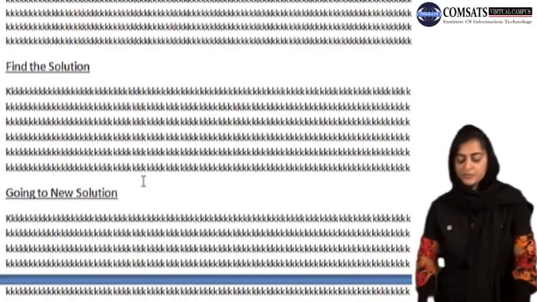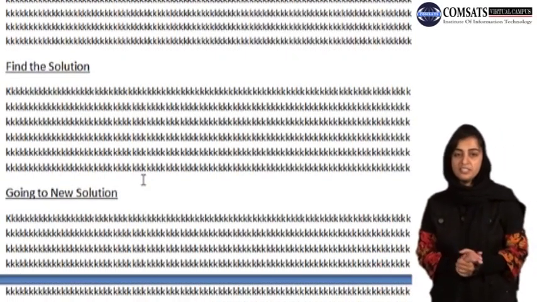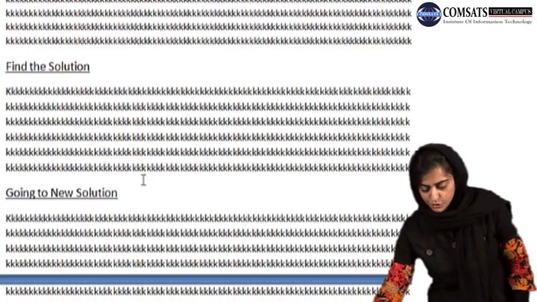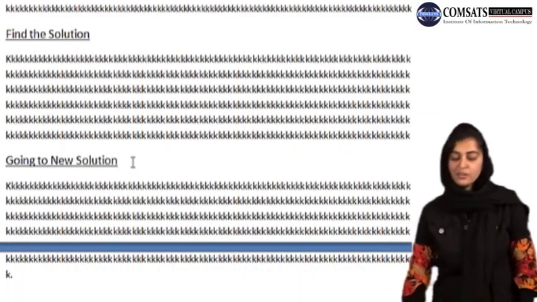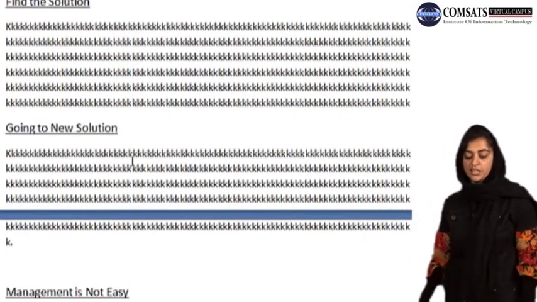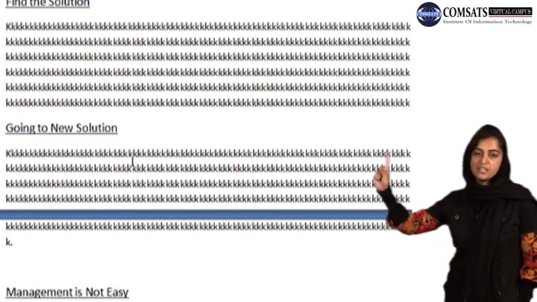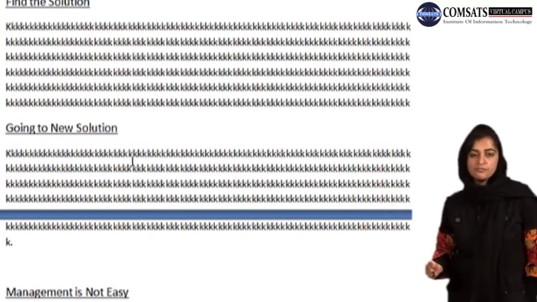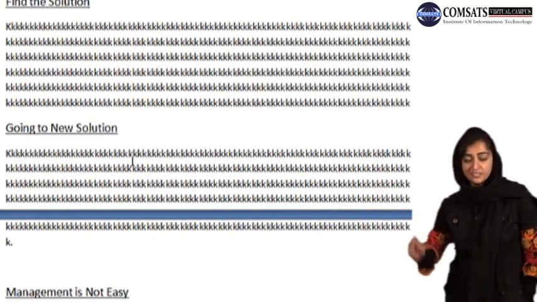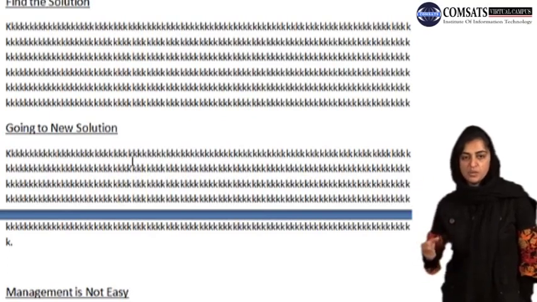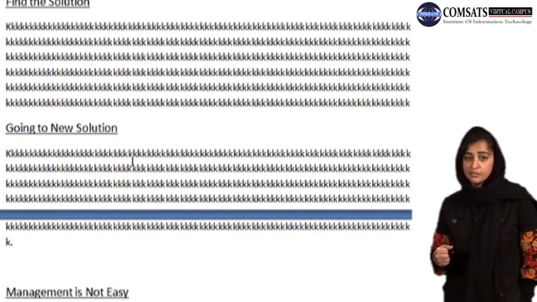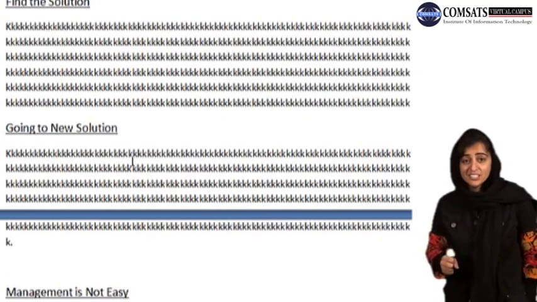Just adjacent to it, as you can see on the screen, dear students, again there is a third degree heading, going to new solution. Towards the left margin of the page, underlined, first letter of all the words capital, one line space above it, one line space below it. So it's the third degree of heading. Let us see what type of heading is it using.